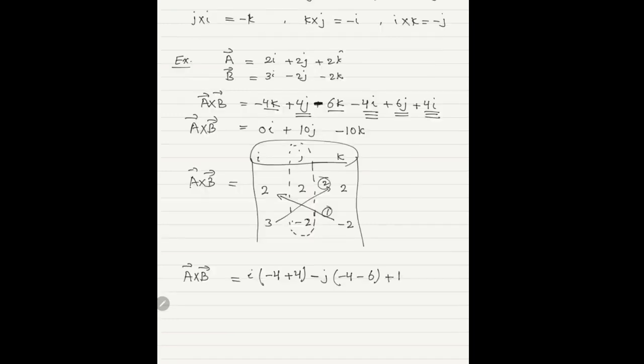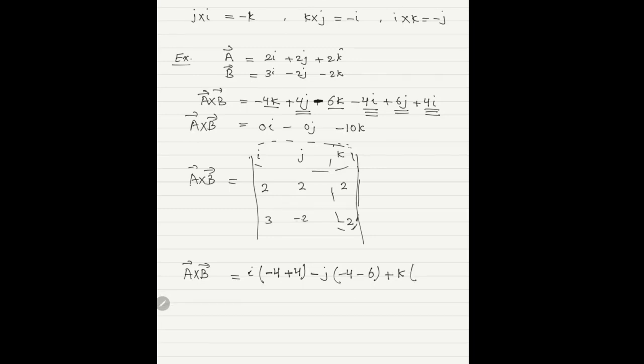The third component will be positive. You cover the first row and the third column, and the common one here is K. Again, you multiply this one with this one, then subtract from this one with this one. So minus 2 multiplied by 2 is minus 4, minus 6. Simplifying, it's 0 plus 10j minus 10k. Again, it's the same answer as we got before.